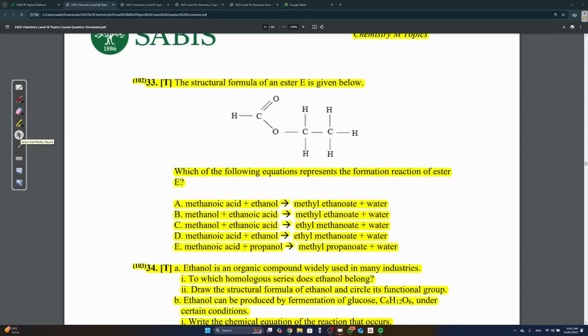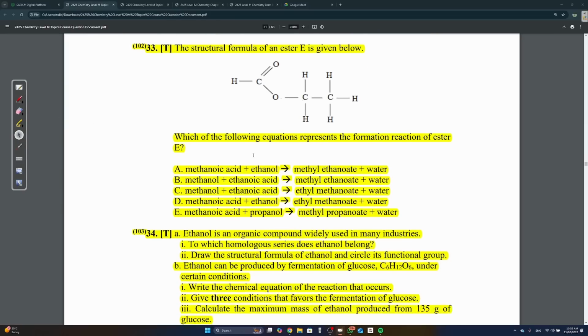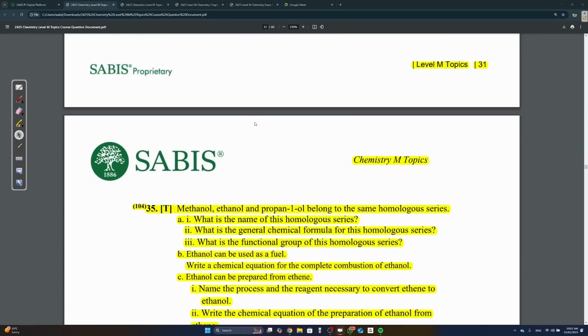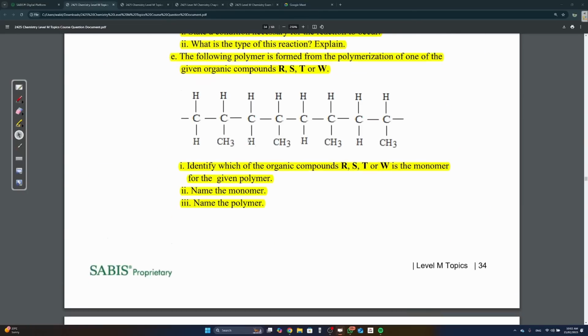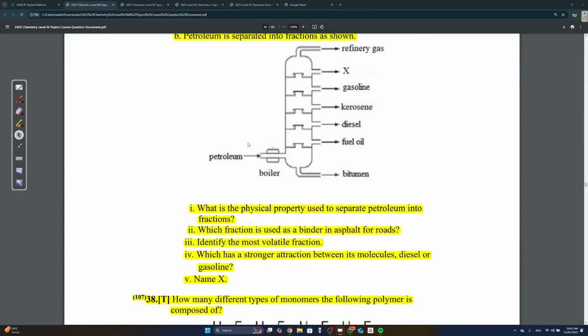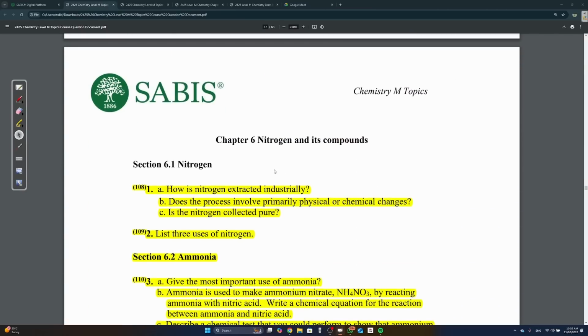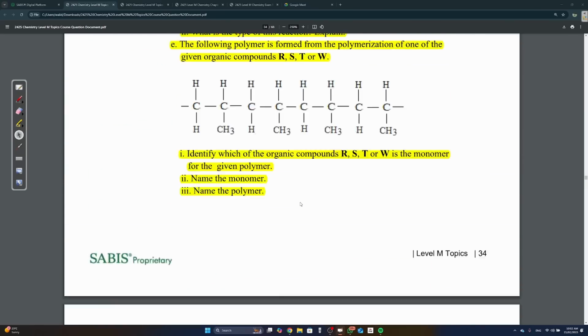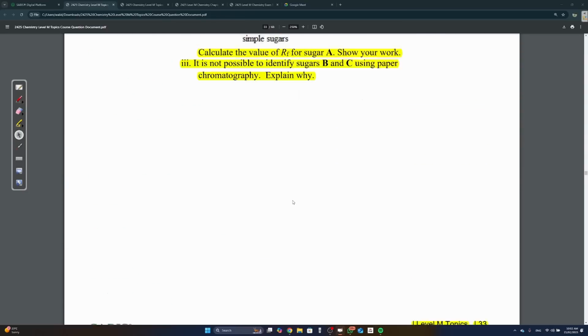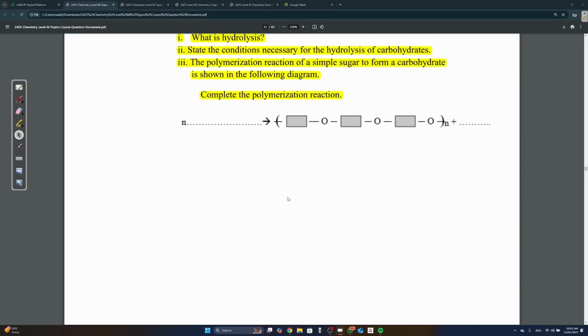Question 34. Ethanol is an organic... Oh my god. Stop. What's this? It's 3 questions. Question 34.